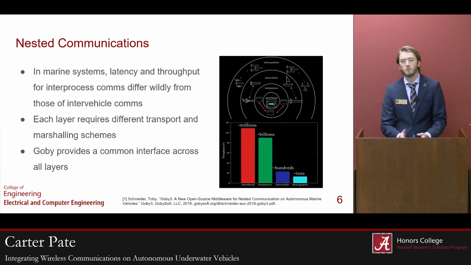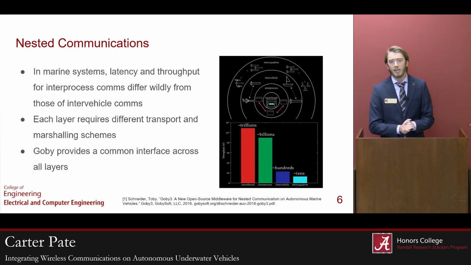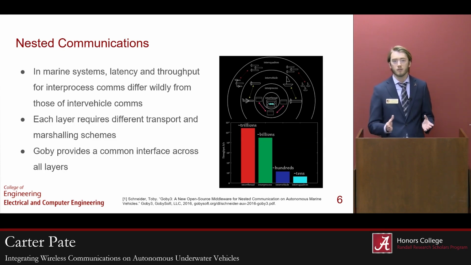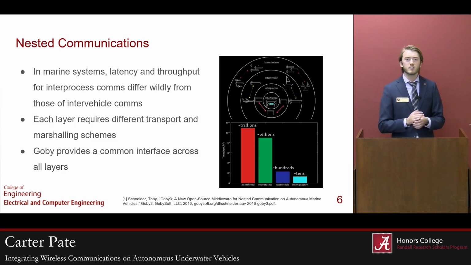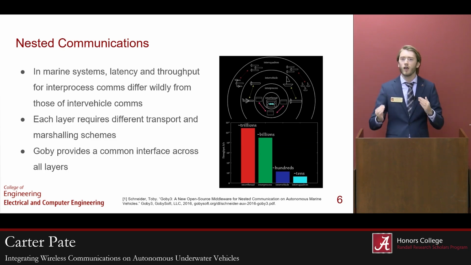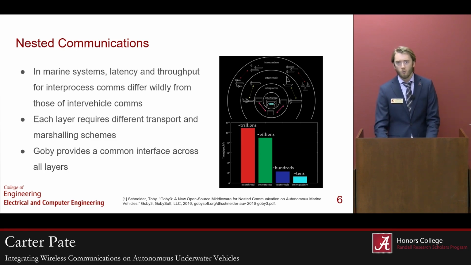Now, a lot of things need to communicate to get an AUV moving. Vehicles talking to other vehicles, yes, but individual processes and even individual threads need to be able to communicate. The issue is things like latency and throughput can vary wildly between inter-process communication and inter-vehicle communication. Each layer requires its own scheme to handle and transport data, and Gobi provides a common interface between all of these layers. So what are these layers, and how does Gobi interact with them?